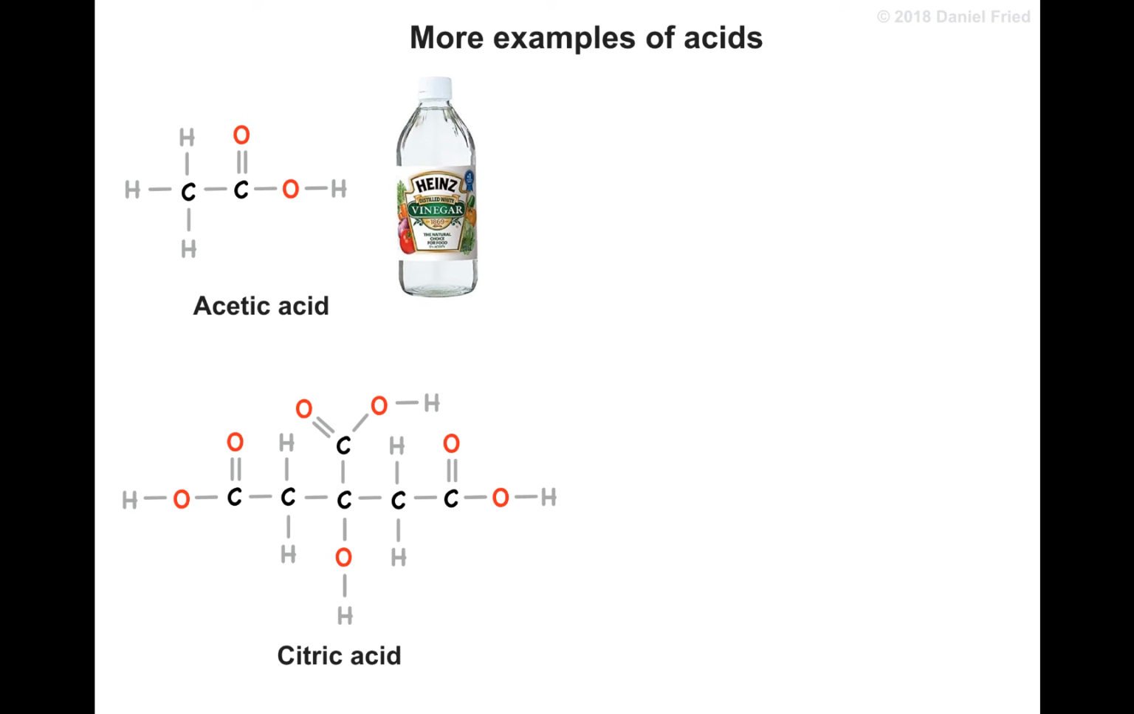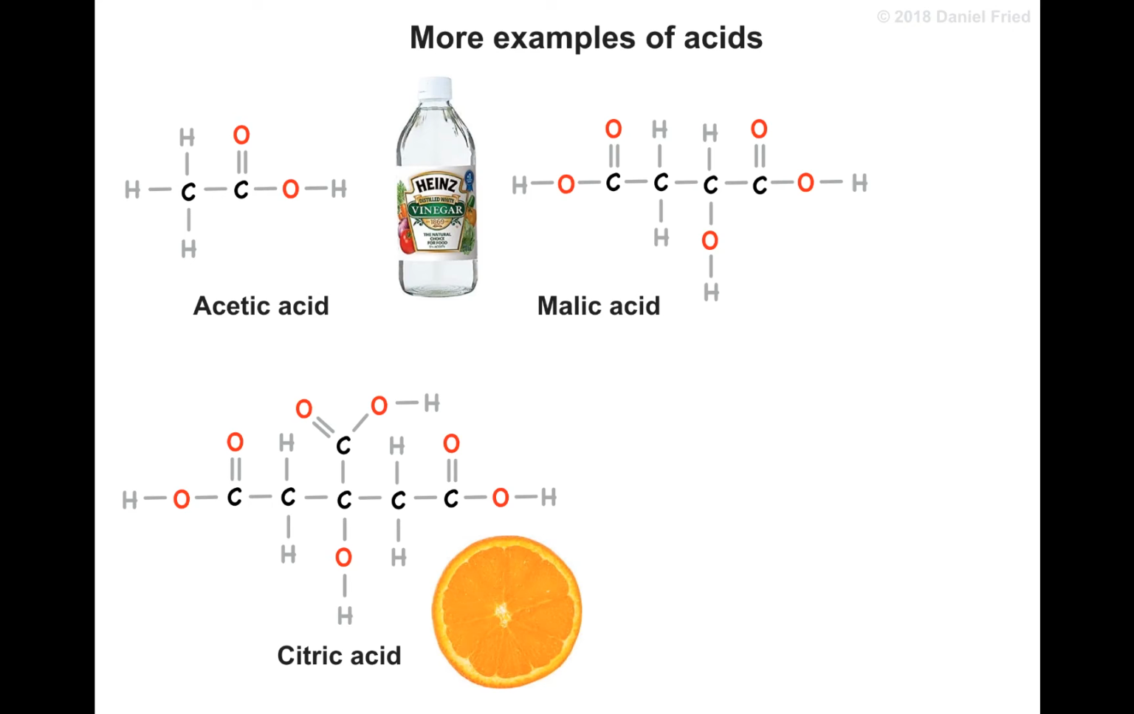Let's look at another very famous acid, citric acid. You probably know that citric acid is the sour flavor in citrus fruits and many other fruits. This is a very complicated molecule. You guys can have fun building this one. It has several protons which can be given off from those oxygens, and that's what makes it an acid.